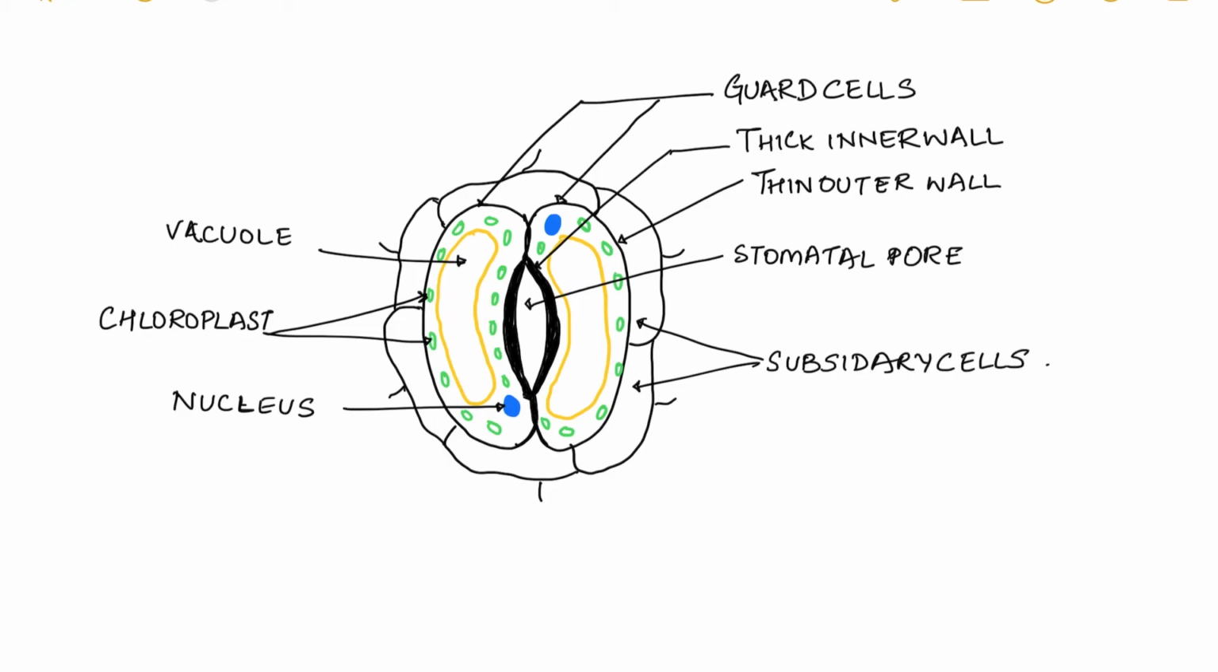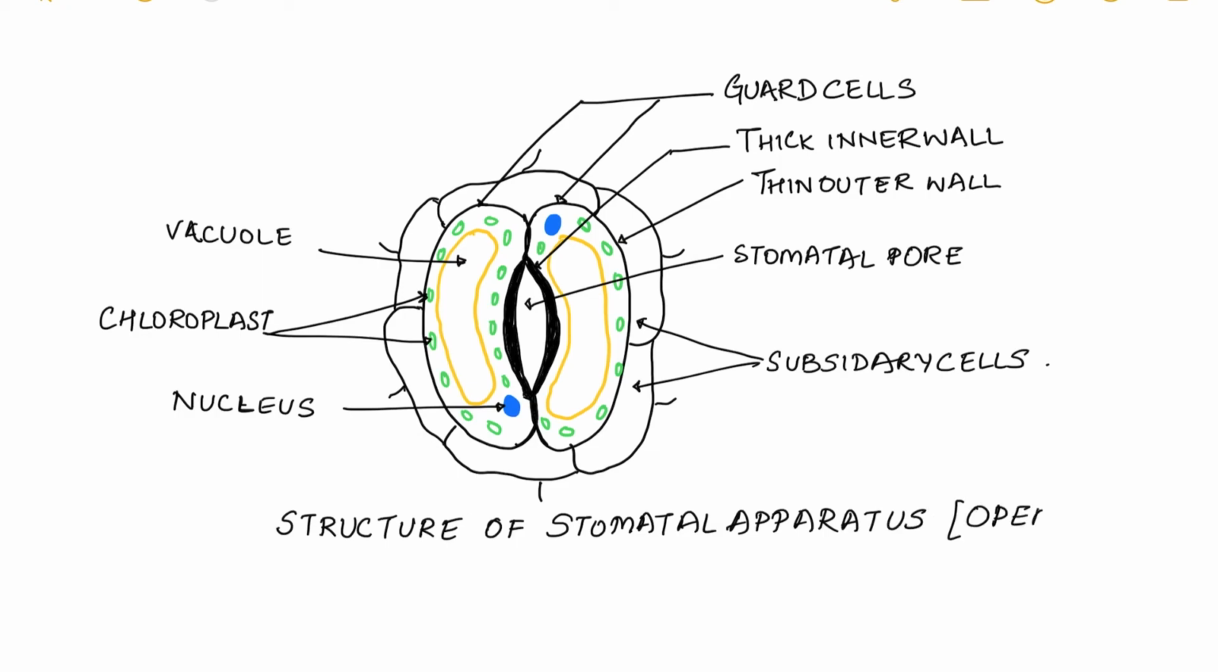Once you complete all the labelings, the diagram has to be given a title, that is, Structure of Stomatal Apparatus. This is important as you may lose marks if you do not mention the title of a completely labeled diagram.